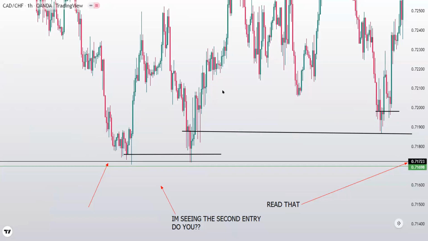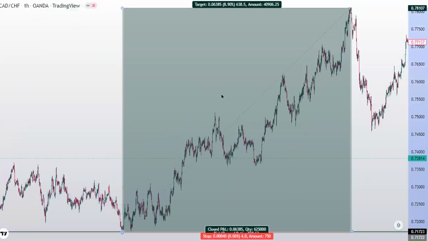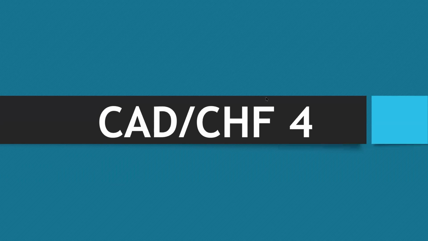So the market went up almost 638 pips. The risk was only 4 pips. Only 4 pips. So imagine what loss size could you have using on that specific area right there. It's massive actually.